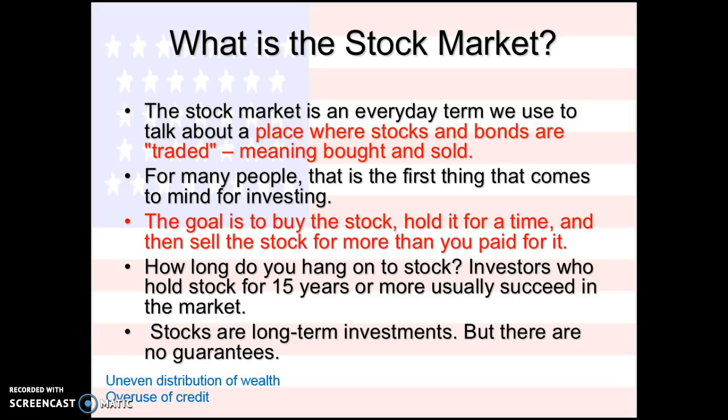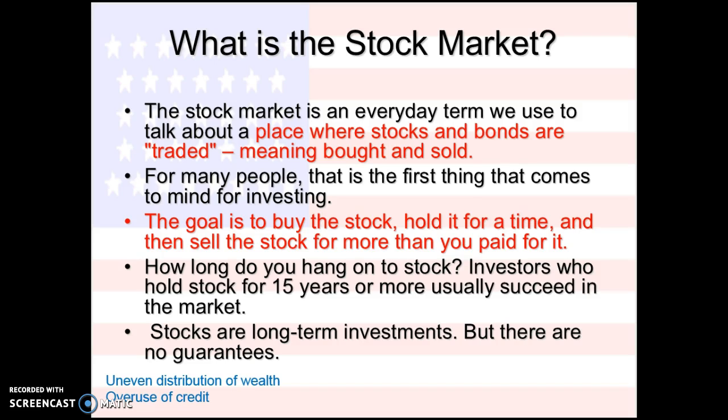Okay, so what is the stock market? The stock market is an everyday term we use to talk about a place where stocks and bonds are traded, meaning bought and sold. For many people, it's the first thing that comes to mind for investing. This is how people invest and make money over time. The goal is to buy the stock and hold it for a long time. And if you hold it for a long time and sell the stock when it's at a higher price, you get more than what you paid for it.